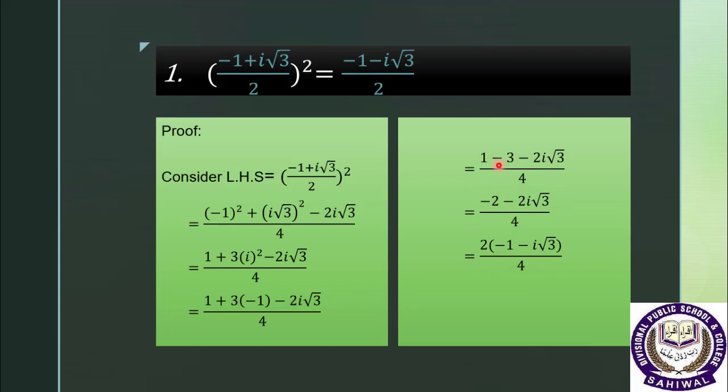Simplifying this, we get (1 - 3 - 2i√3) over 4. Taking 2 as a common factor, we get 2 times (-1 - i√3) over 4. After cancellation, we get (-1 - i√3)/2, which is the right hand side of the given equation.